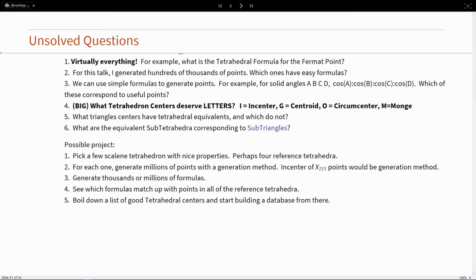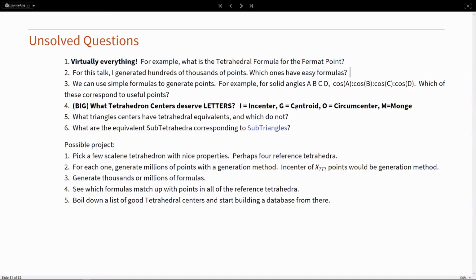So what are the unsolved questions about tetrahedron centers? Well, it turns out it's virtually everything. There's pretty much nothing known about tetrahedron centers, except for the simple cases corresponding to things that date back 4,000 years. One simple one, what is the formula for the Fermat point? That's unsolved. I spent a while trying to solve that. I never got anywhere. For this talk, I generated hundreds of thousands of points.